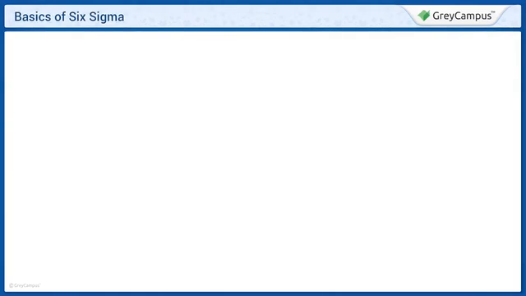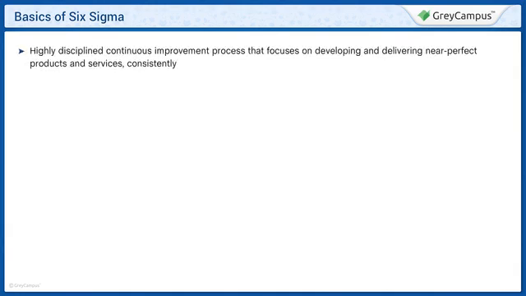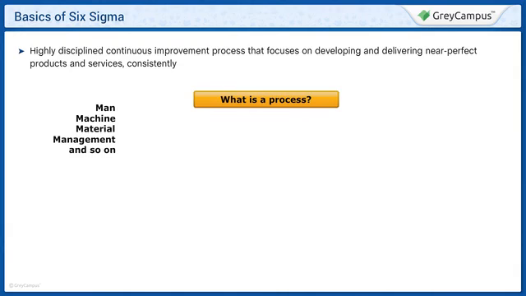This slide talks about the basics of Six Sigma. This information will help you build the foundation of Six Sigma in terms of gaining basic knowledge about the concept. Let's discuss. Six Sigma is a highly disciplined process that focuses on developing and delivering near-perfect products and services consistently. It is a statistical concept that measures a process in terms of defects.